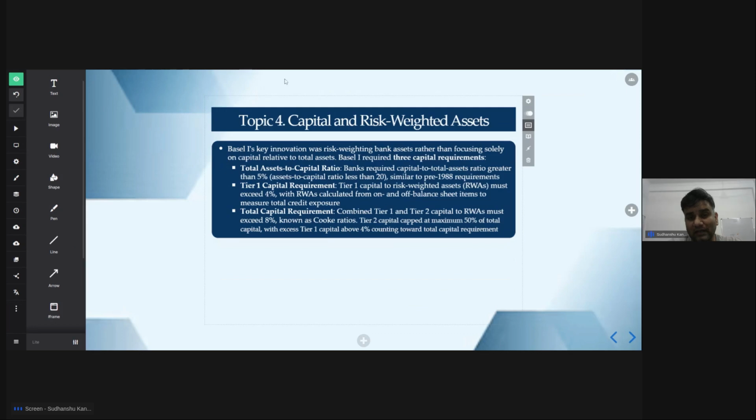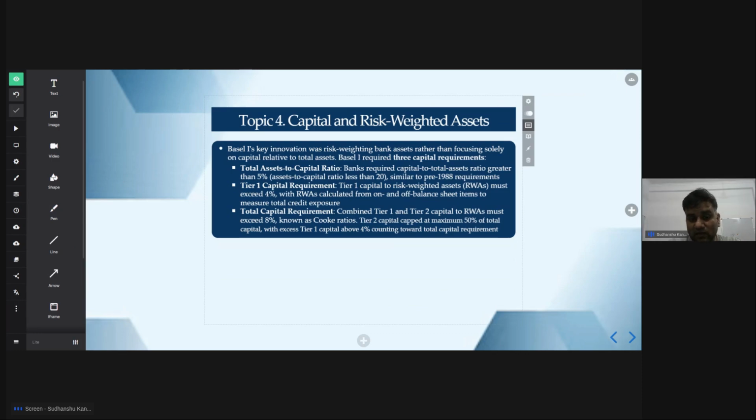Okay, moving on. Next was capital and risk-weighted assets. So there was a key innovation. Basel I shifted focus from the total assets by capital ratio to capital by risk-weighted assets. So three capital requirements came under Basel I. One was the total assets to capital ratio: capital by total assets should be greater than 5%, equivalent to an assets to capital ratio less than 20, right? Not 20%, 20. Similar to the pre-1988 leverage constraint.